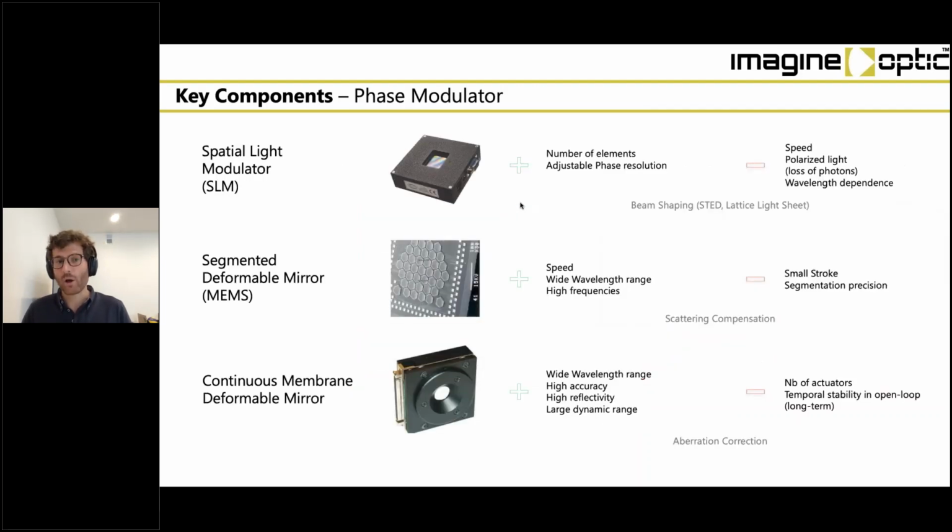And then once you've measured aberrations, you want to correct them. So there are several kinds of phase modulator that can be used. They actually all have their advantages and their drawbacks. And fun fact, they are all used in microscopy for different applications. But when it comes to aberration correction, it's very commonly accepted to use a continuous membrane deformable mirror. And this is what we use and what we integrate in our system.